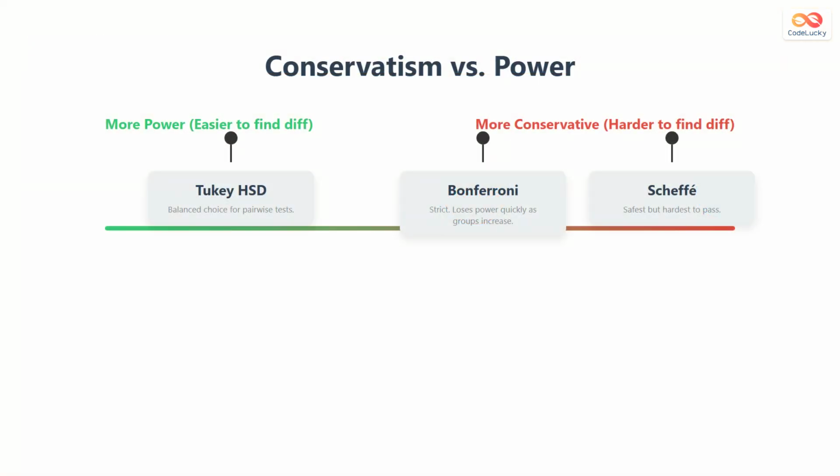To visualize the trade-off, imagine a spectrum between power and conservatism. Tukey sits nicely in the middle for standard usage. Bonferroni is stricter, moving to the right. Scheffé is the furthest right, meaning it is the safest against false positives but has the lowest statistical power. You usually choose the method based on how many comparisons you need and how strictly you want to avoid errors.